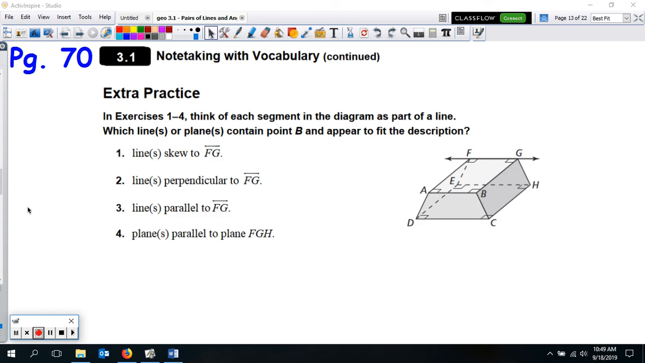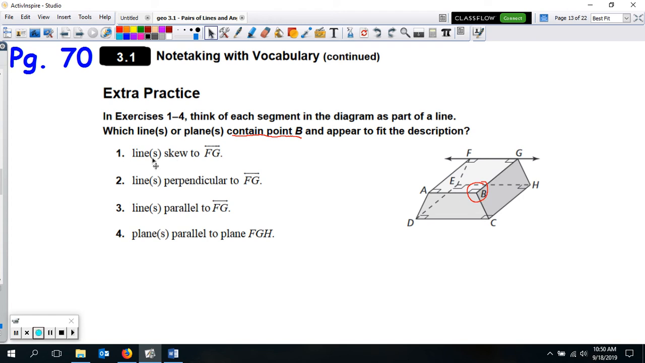All right, so page 70, we see our first 4 problems here in the extra practice. They ask us to think of each segment in the diagram as part of a line. Which line or lines or plane or planes contain point B and appear to fit the description? So right here, they're going to contain point B, which I circle over here on our diagram. It's going to contain that point B, and it also has to fit the description here.